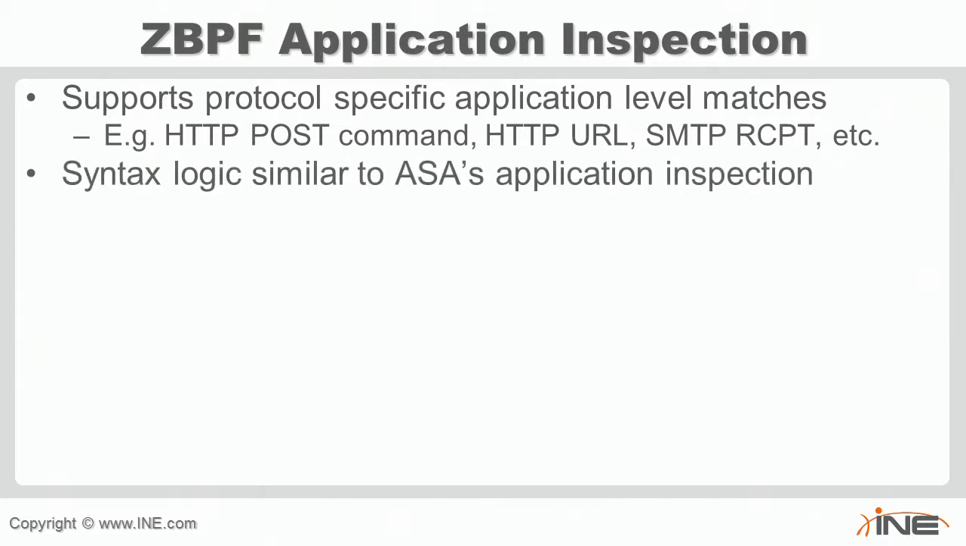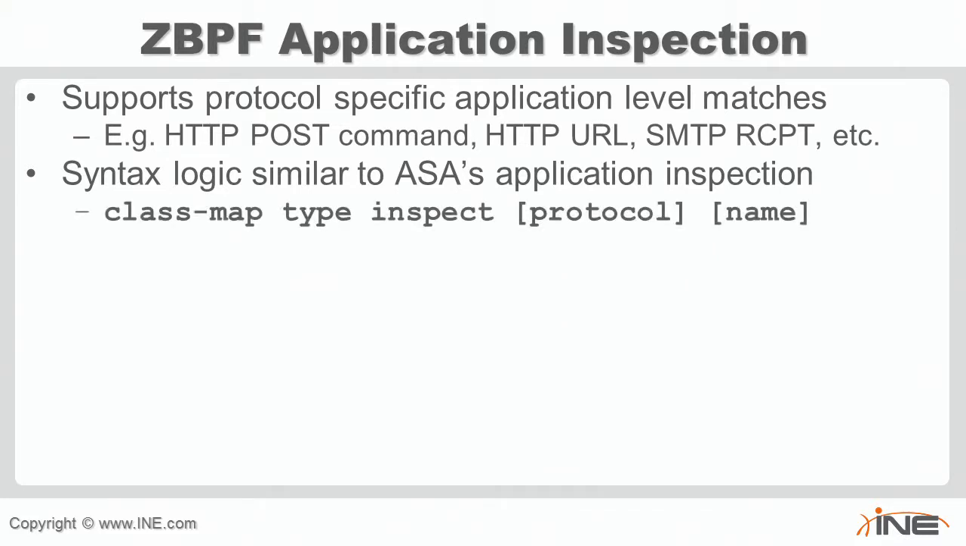Now, the syntax logic for this configuration is going to be fairly similar to the ASA's application inspection with the modular policy framework, where again we're going to match the traffic with a class map of type inspect. But the key is that these are going to be protocol specific class maps or layer 7 class maps. Inside here, this is where we would match the application specific fields like the HTTP commands or the URL or the particular mail commands.